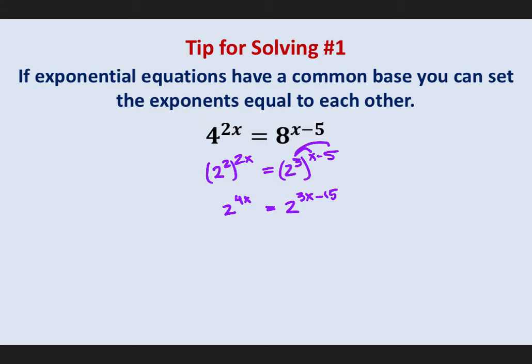Now the base is the same, so the exponents are equal as well. So you get 4x equals 3x minus 15. Subtract 3x over, you get x equals minus 15. All right, there we go. So that's our first example. We've already talked about this before. So tip number one is something you should feel okay with already.